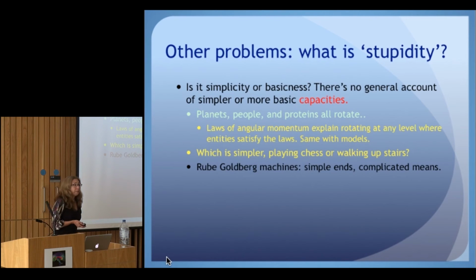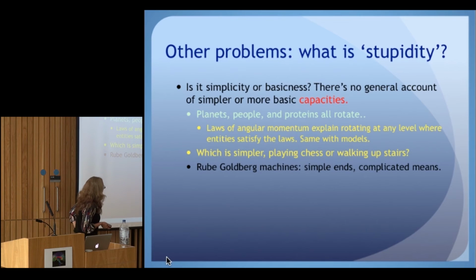So, for example, planets, people, and proteins all rotate, right? At what point is rotating simpler? Because you have these different entities. You have the laws of angular momentum that apply at any level at which they appear. I mean, if it happens to be a ballerina that satisfies the equations, she's rotating, right? The point is generalizable to different quantitative models. But I think this is just a very simple case where the idea of a capacity being basic really isn't answered by saying that, well, proteins do it or atoms do it, right?